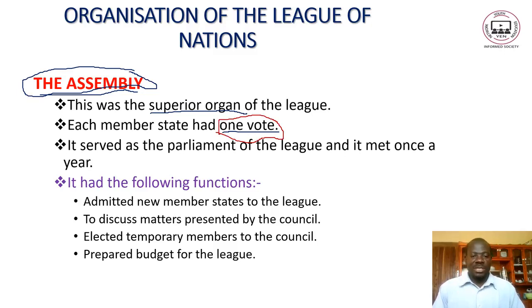So it was like a parliament of the league, and it was meeting once a year, just as it is with the United Nations. We hear the president going to the United Nations. He just went there last month, like September. So we see it was the parliament where leaders meet, they present different issues pertaining to how their countries are faring.